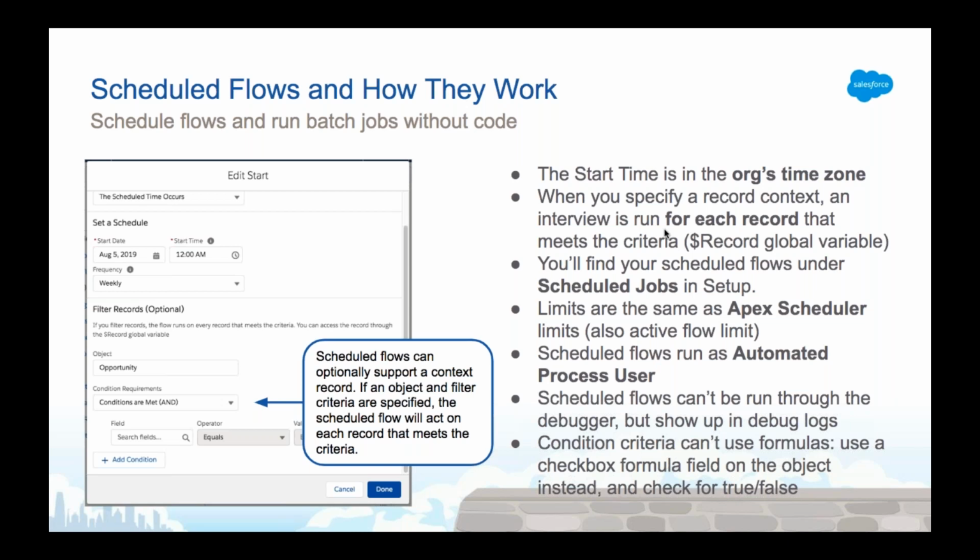Should you choose to use it, again, it's optional, right? You can just say run this flow and then do all your work inside the flow like you did before, with a lookup and a loop and things like that. But this sort of gives you a huge gain in terms of potential performance because you're just doing a query and running individual flows. You'll find your scheduled flows under Scheduled Jobs in Setup.